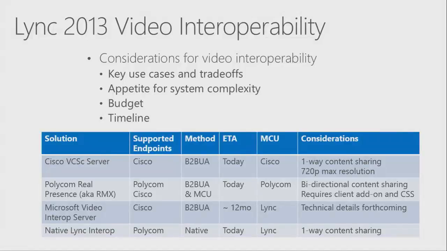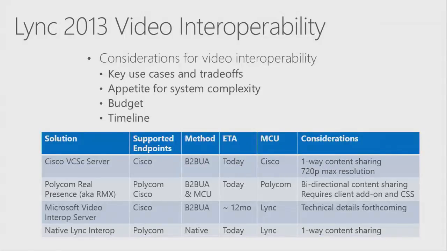Polycom has, if you have an RMX, a solution where you can do bidirectional content sharing through what they call a CSS server. For those of you that are in the whole H.323 world, there's a protocol called H.239, which is how the existing video ecosystem does content sharing. That is a different mechanism than Lync's content sharing, which is more based on the protocols you might see when you do remote desktop.